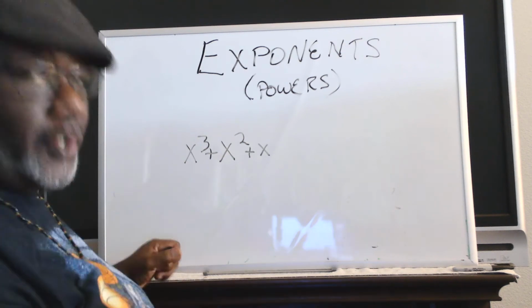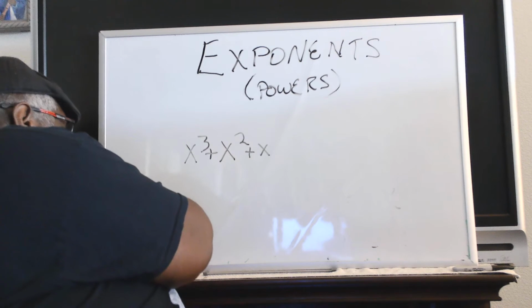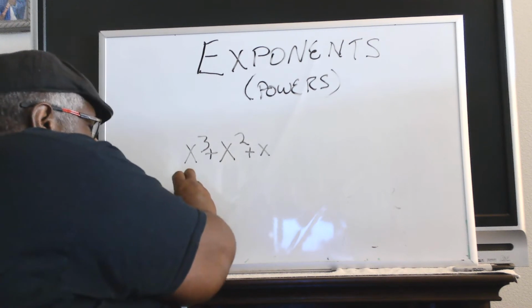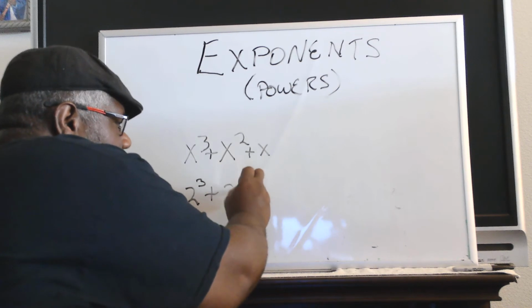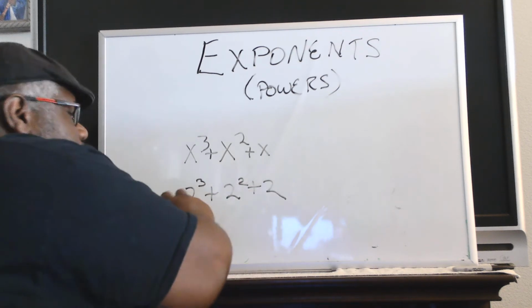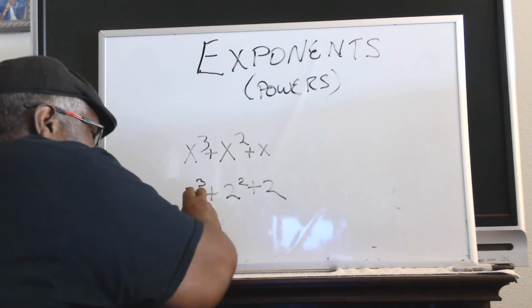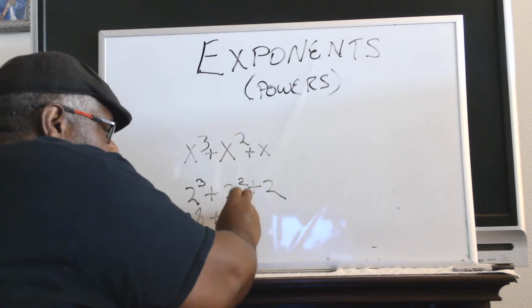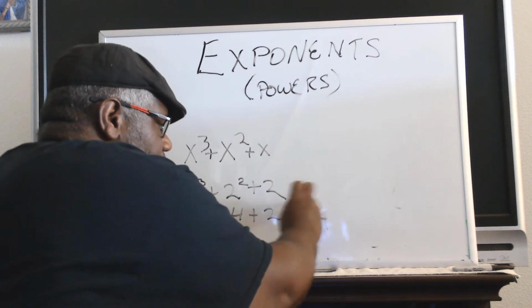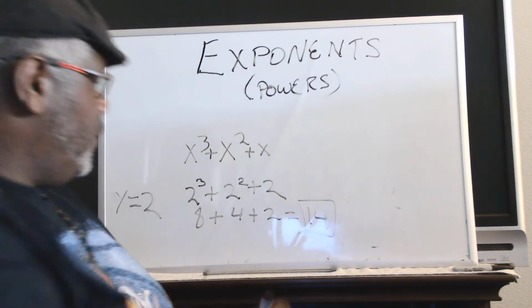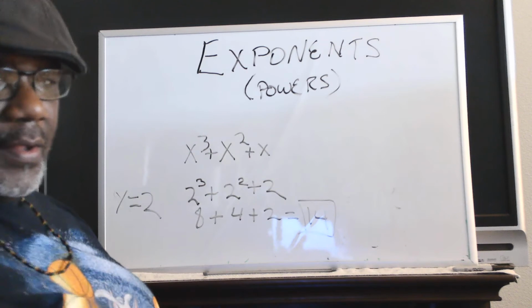So let's say x equals 2. Then you've got 2 cubed plus 2 squared plus 2. 2 times 2 times 2 is 8, plus 4, plus 2 equals 14, right? That means something when there's numbers in there.